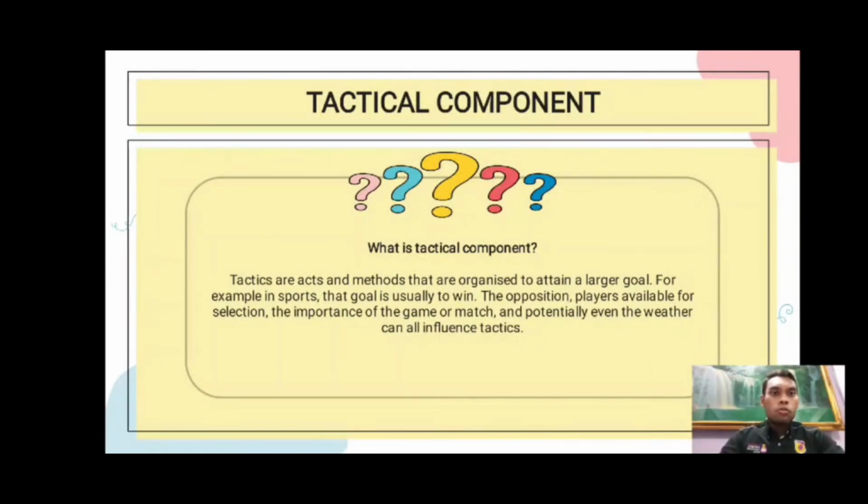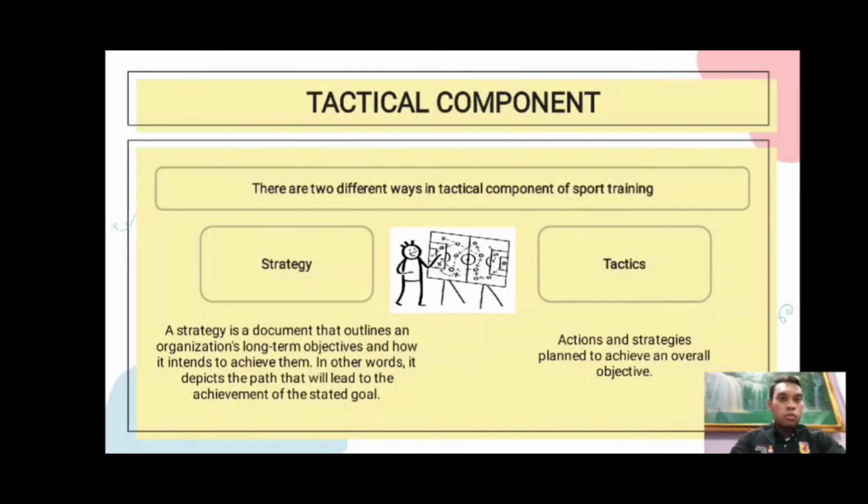Okay, next we move to the tactical components. What is a tactical component? Tactics are acts and methods that are organized to attain a larger goal. For example, in sport, that goal is usually to win. The opposition's players, the players available for selection, the importance of the game or match, and potentially even the weather can all influence tactics. There are two different ways in tactical components of sport training.